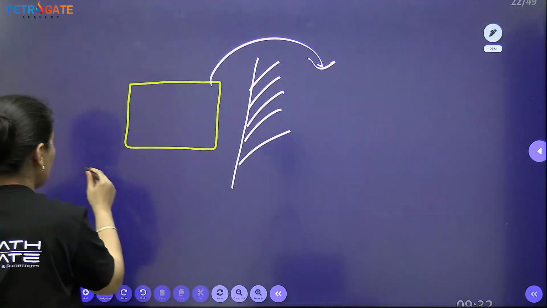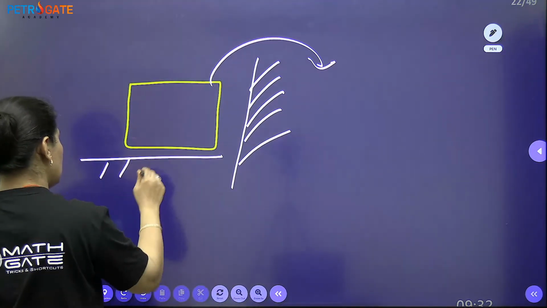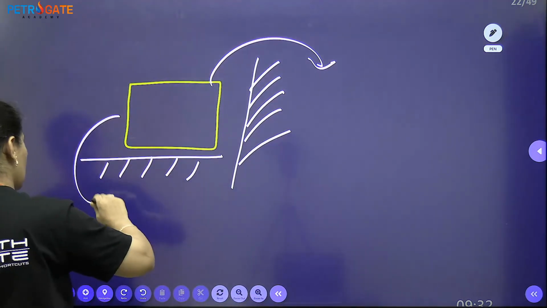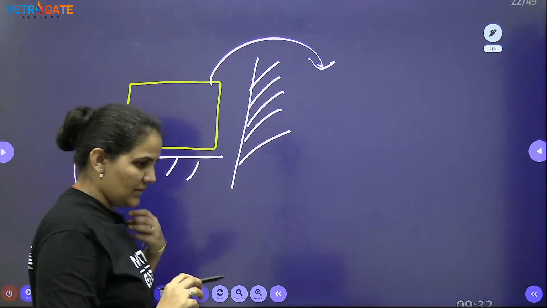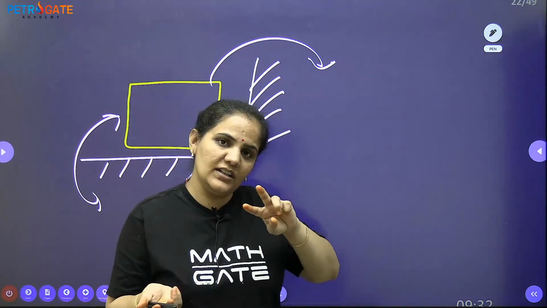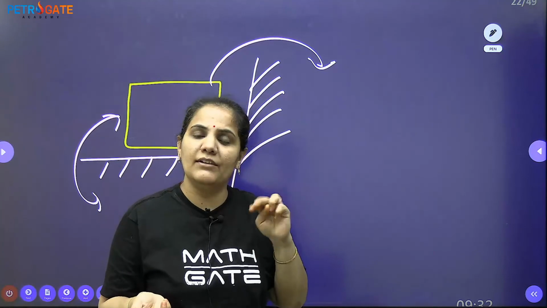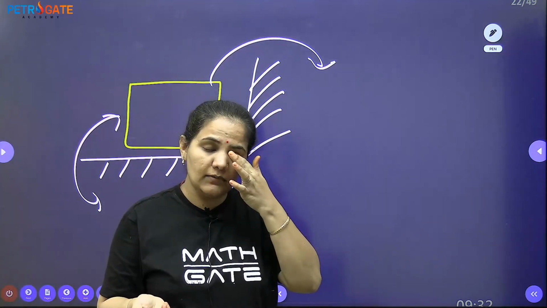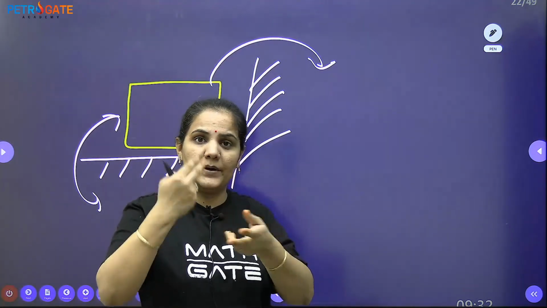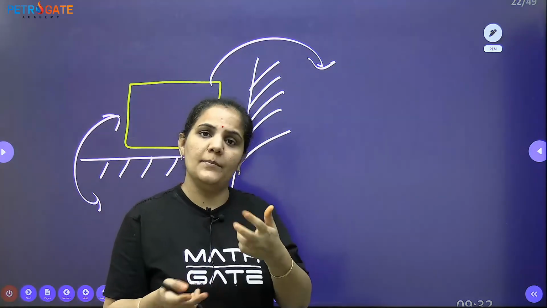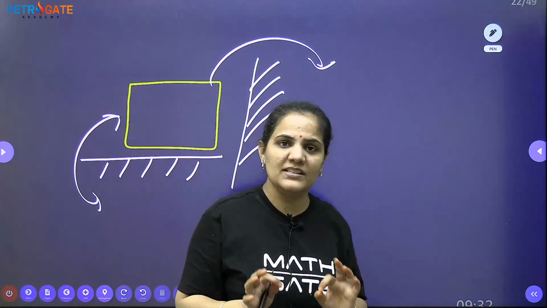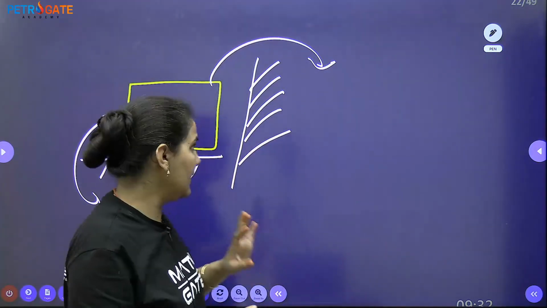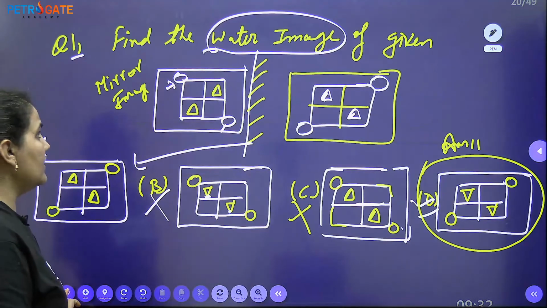Okay, and whenever we go for the water image, it should rotate from this portion. So when we go for the mirror image, it rotates either from right to left or left to right. But when we go for the water image, it rotates from upper to lower portion. Okay, upper to lower portion. So that's the basic difference between water image and mirror image. I hope it's clear to everyone.